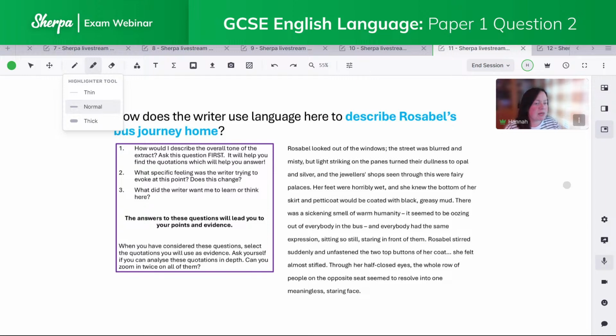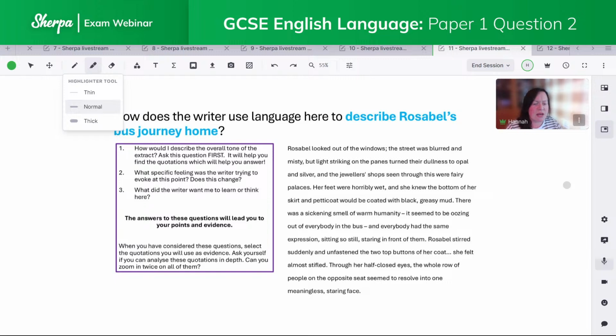This is Rosabelle. She is a working class girl who works in a hat shop in the early 20th century, I think, so the early 1900s. And she's on her way home on the bus. So, Rosabelle looked out of the windows. The street was blurred and misty, but light striking on the panes turned their dullness to opal and silver. And the jewellers' shops seen through this were fairy palaces.